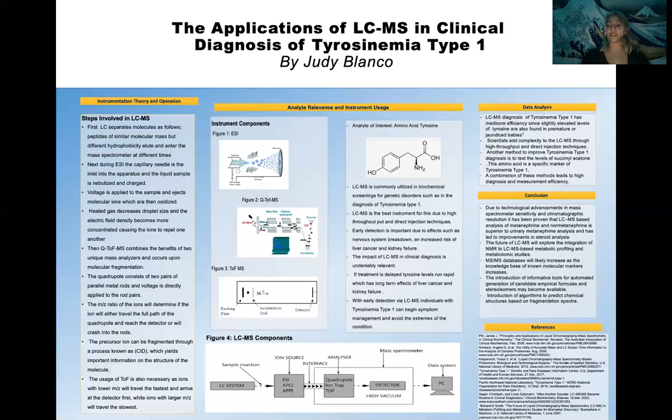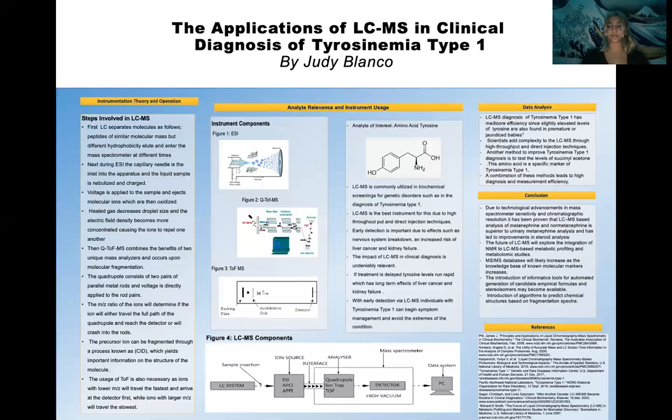The efficiency of LCMS detection of tyrosinemia type 1 holds great impact over the quality of life for individuals with this condition. If treatment is delayed, tyrosine levels run rampant, which has long-term effects of liver cancer and kidney failure. However, with early detection via LCMS, individuals with tyrosinemia type 1 can begin symptom management and avoid the extremes of the condition.